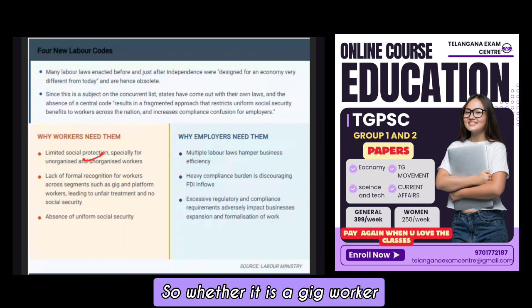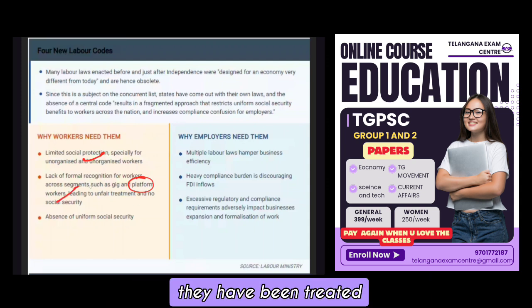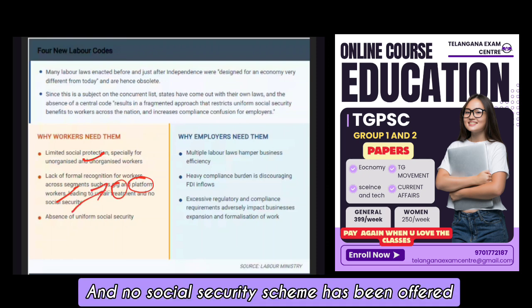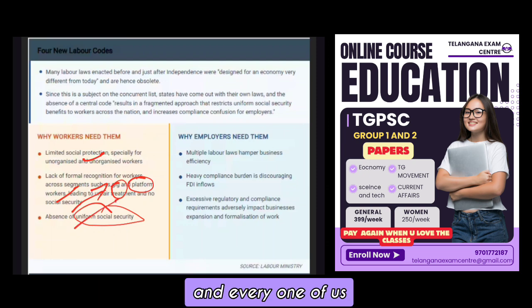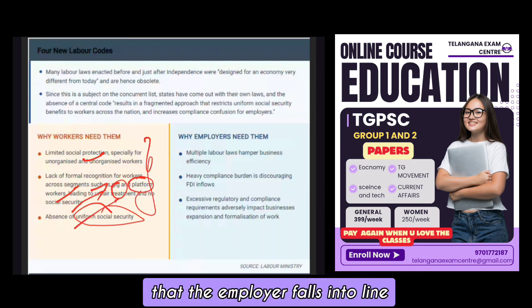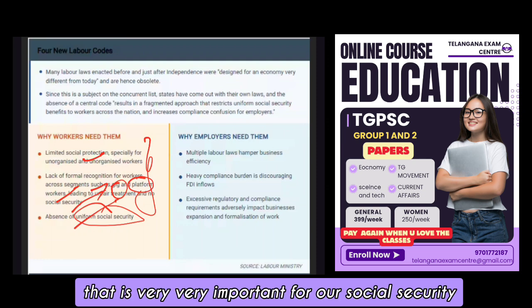So whether it is a gig worker or a platform economy worker, we have been treated very badly, and no social security scheme has been offered to me even today. Absence of uniform social security to each and every one of us, that is very true. So workers do need new labor codes so that the employers fall into line and try to give us some kind of protection. That is very important for our social security.